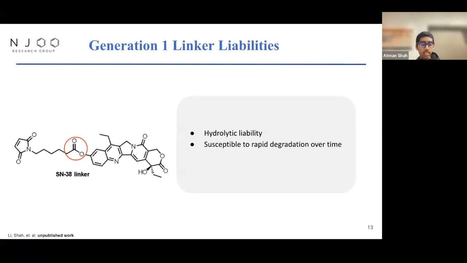So while our first generation had several pros, including the fact that it was easy to synthesize as it was a one-step synthesis, it does have one major flaw, and that is that this ester functional group circled in red is a hydrolytic liability, which means that in aqueous conditions, this linker will degrade pretty fast. And this is not good because mice bodies and human bodies are made up a majority with water, and so the drug falling off the linker before it was meant to fall off would be a major problem, as we would lose all the selectivity provided by the monoclonal antibody.